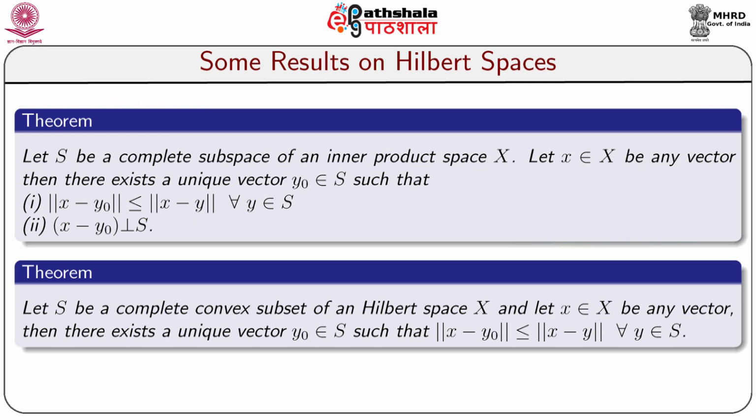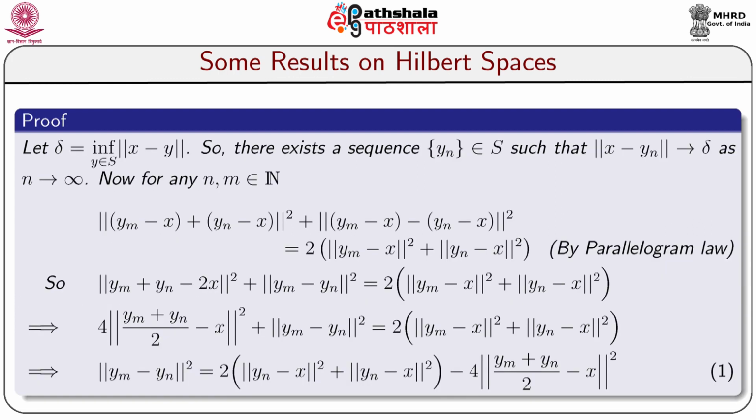Now, in this context, we get another theorem. Let S be a complete convex subset of a Hilbert space capital X. In the earlier theorem, we stated S be a complete subspace. Here, instead of the subspace, we take a convex subset. Thus we have taken S to be a complete convex subset of a Hilbert space capital X, and let x belong to capital X be any vector. Then there exists a unique vector y naught belonging to capital S such that norm of x minus y naught is less or equal to norm of x minus y for all y belonging to capital S.